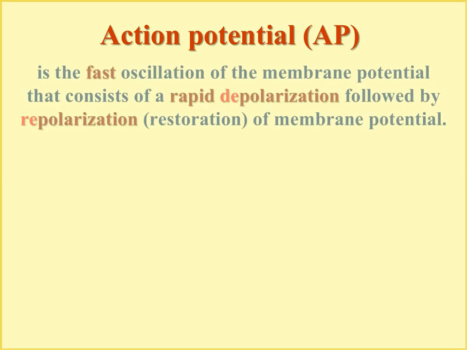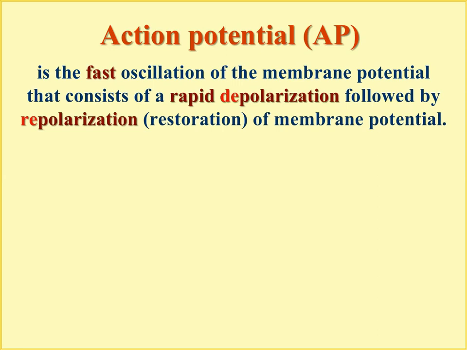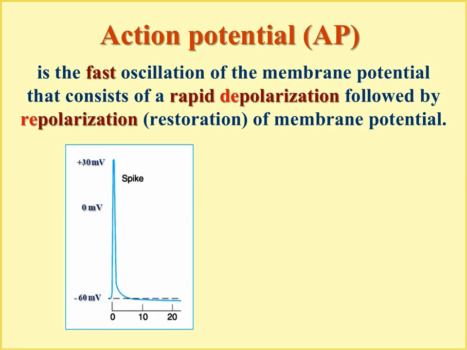Action potentials are exactly the fast oscillations of the membrane potential, and each action potential consists of at least two main phases: rapid depolarization, that is followed by the rather quick repolarization, which is restoration of the initial membrane potential. And they actually appear as a spike, and sometimes even the word spike is considered to be the synonym of the action potential.